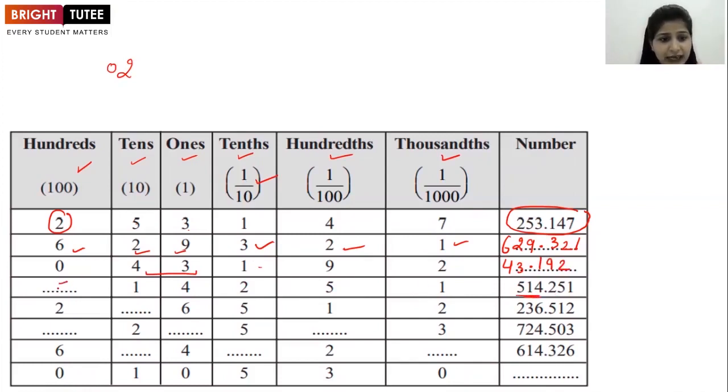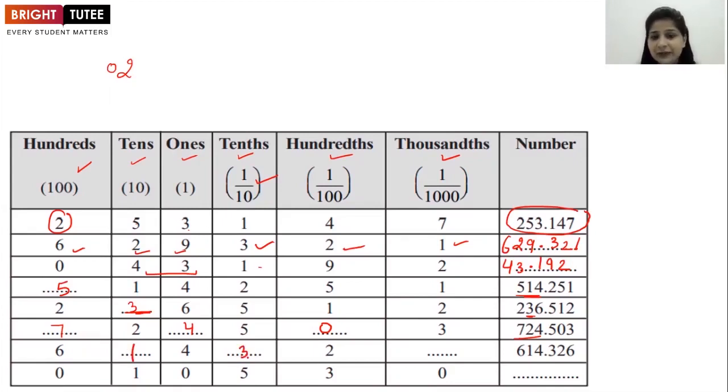Then here we have 514.251. Here at hundreds place 5 will come. Then we have 2 and this we have to fill. So tens place, you see what is there? 3. So we will mention 3 here. 236.512. Then we have 724. 7 is at hundreds place, 2 is at tens place, 4 is at ones place. Then after the decimal point we have 503. Yes, so 0 is at hundredths place, so I've written 0 here. The next one is 614.326.